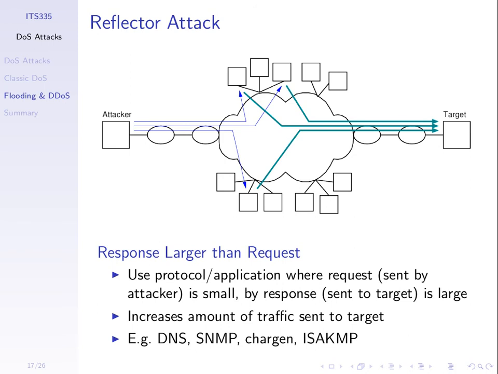Any questions before we move on to the next mechanism? So we're combining fake sources, reflection, plus using a protocol with large responses. Okay.